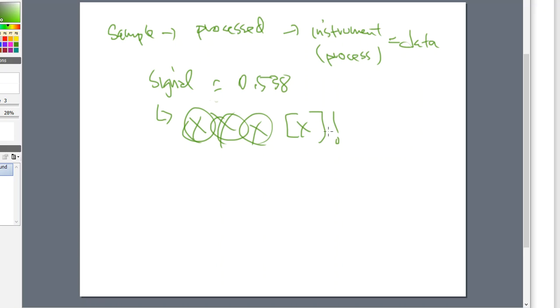Now, sometimes machines are very nice. Sometimes machines will take signals and convert those into concentrations for us so we don't have to do any of the math work. Great, happy, we do it and we use it, but not in our lab.